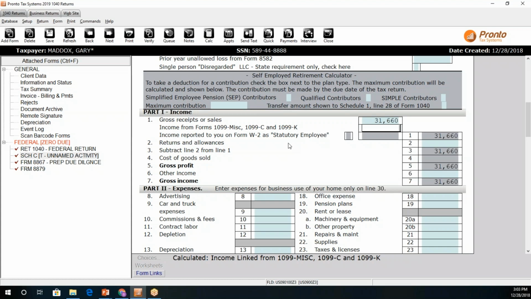Okay. Income from 1099 miscellaneous. Actually, that $31,660 should have gone there. Whoops. Let's restart. Let's go with this. This is 0. And let's put the 31,660. We actually should put that here.